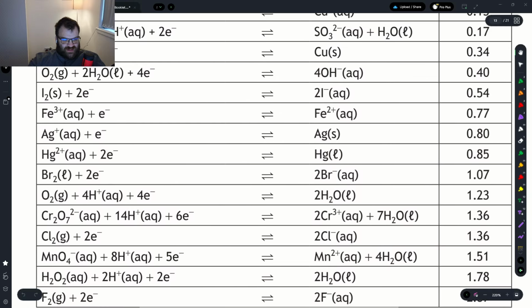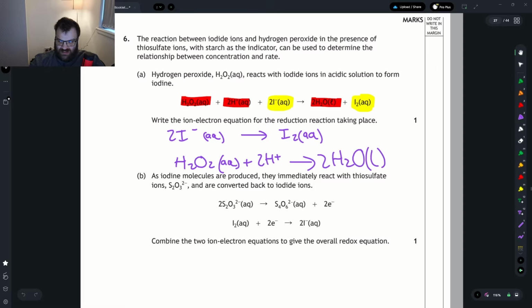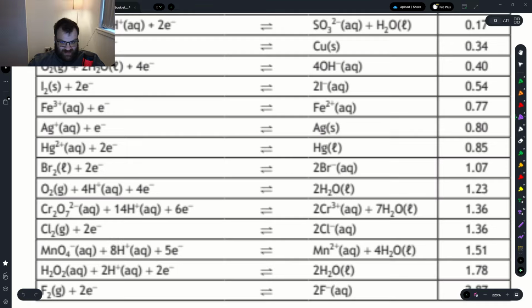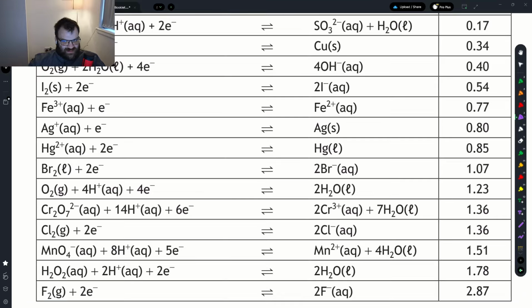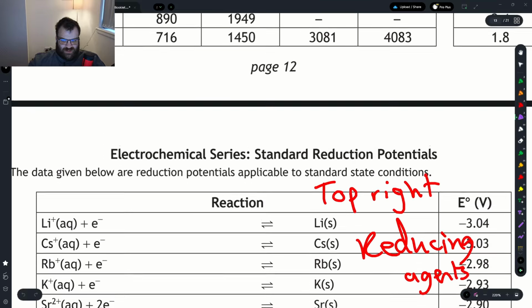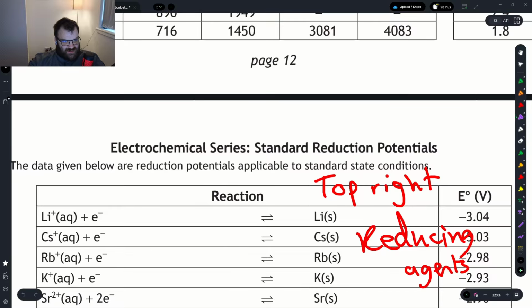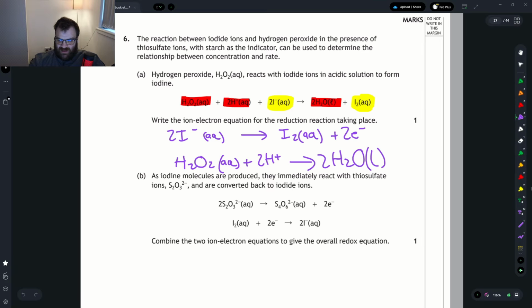But iodine one first, let's go for it. So it's I2 with 2 electrons, and then 2 I minus. So find the I2, it's on the right-hand side, so the 2 electrons will go on that side. It doesn't match what's in the data booklet. The data booklet is reductions, so that means that we have got an oxidation reaction.